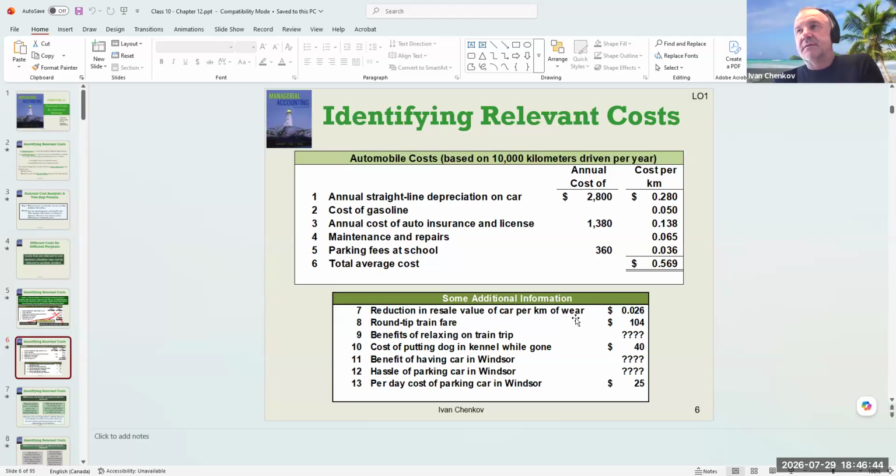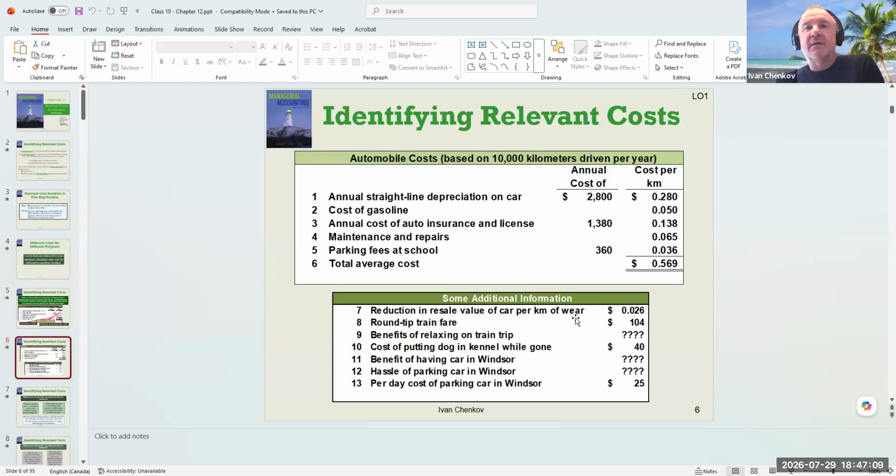Cost of putting the dog in a kennel while gone. So in both cases, regardless of how she's going to travel, with the train or with the car, she has to put that dog in the dog hotel, and it's going to cost her $40. So that cost is unavoidable, and it doesn't differ between the two decisions or alternatives. And so for that reason, we're not going to consider that cost.